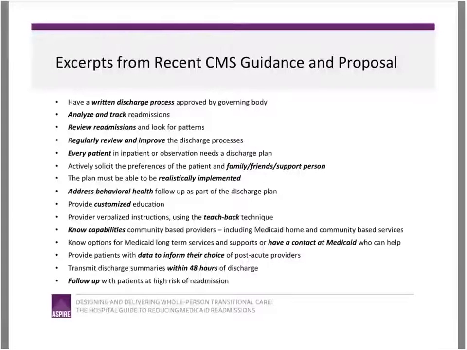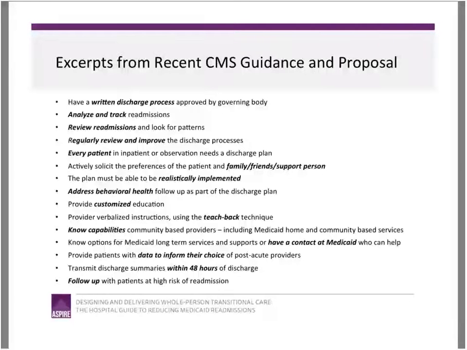I find this next set of guidance principles extremely informative and forward-thinking. This is from the May 2013 Surveyor Guidance, that hospitals must know the capabilities of their community-based providers, including Medicaid home and community-based services, know the options for Medicaid long-term services and supports, or have a contact at Medicaid who can help navigate. I like that because it reflects the fact that these programs and services and eligibility and agencies change all the time, and so having a point person to help a hospital-based team navigate the Medicaid home and community-based and long-term services and supports environment is very wise.